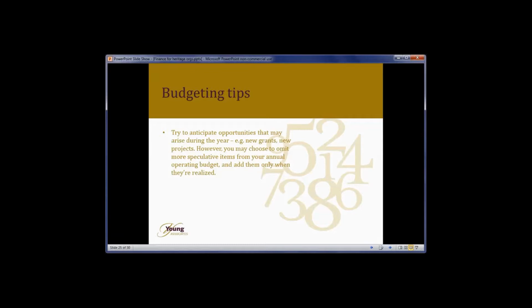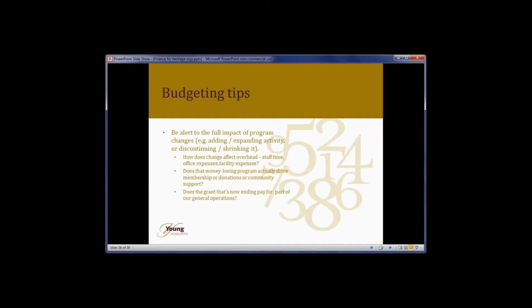The question would be, should I be including all of those in my operating budget? Well, there's no right or wrong answer to that. What I would suggest is that at the start of the year, when you're developing that operating budget, you might choose to omit the more speculative ideas that you have in mind and focus on things that you are confident are going to come to fruition. And then if those additional things turn up, then add them as you go along.